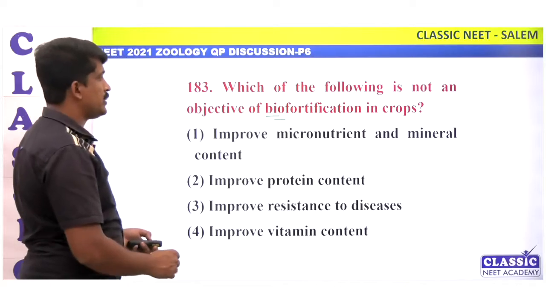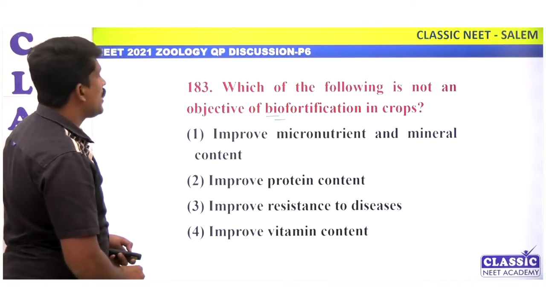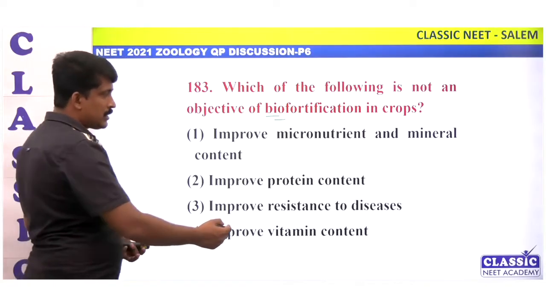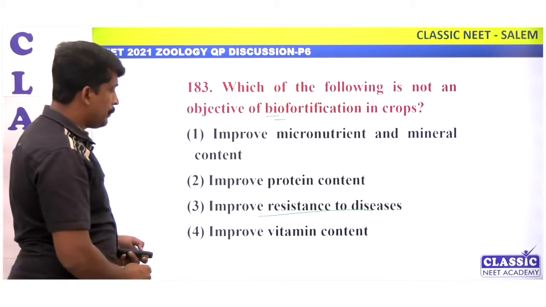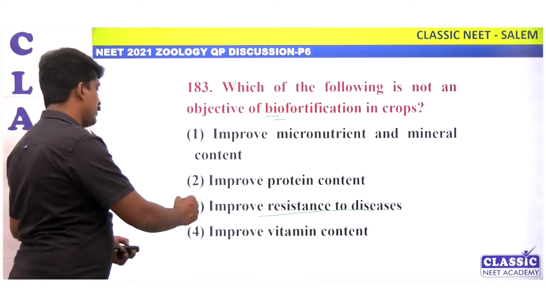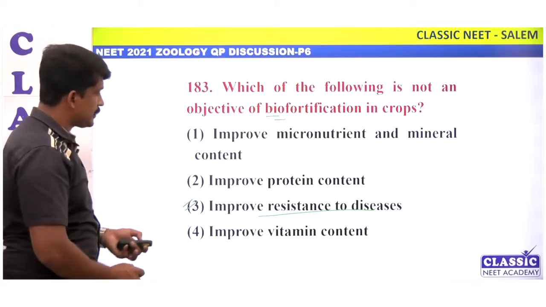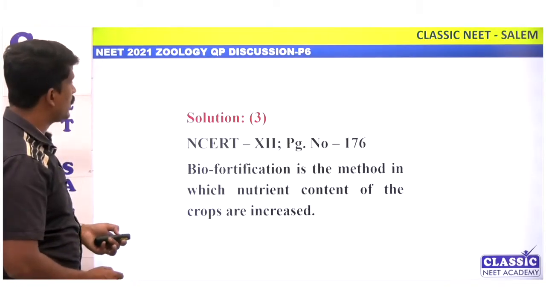Which of the following is not an objective of biofortification? Improve micronutrients and mineral content, definitely. Improve protein content, improve resistance to disease. Okay, this will not be coming. Improve vitamin content is also correct. Okay, so what is not correct now? Yes, that is the third one. Yes, that is correct.